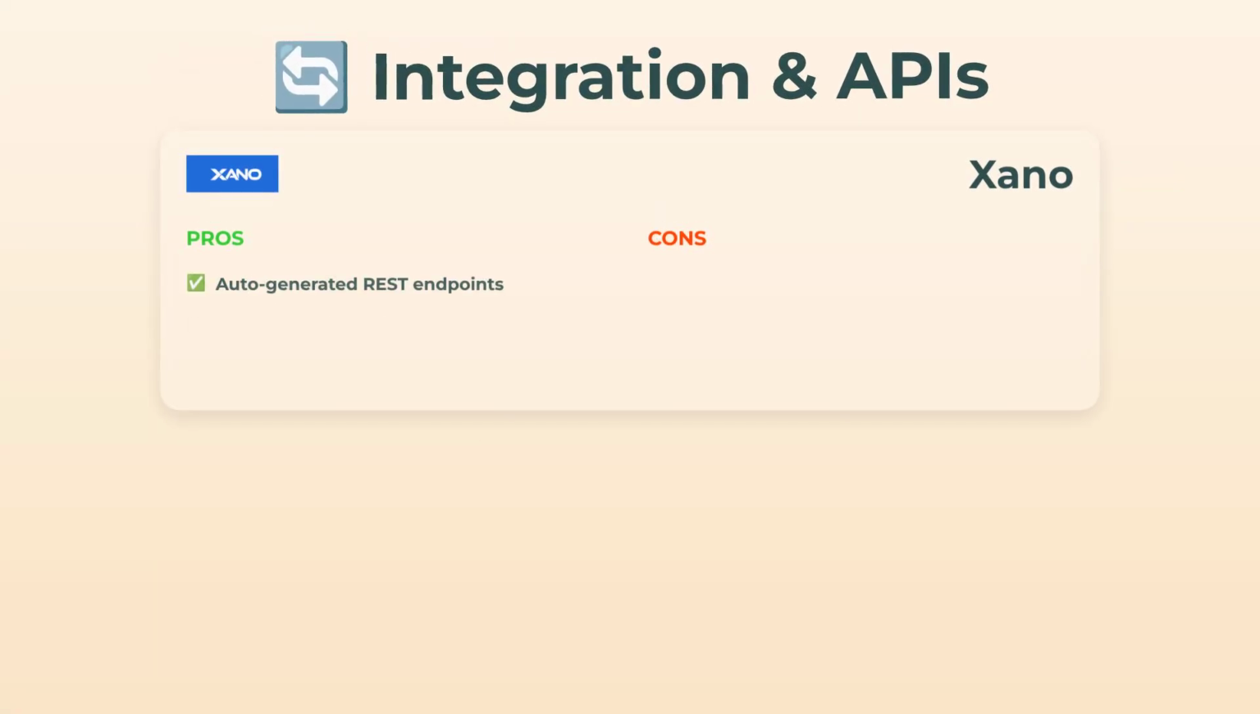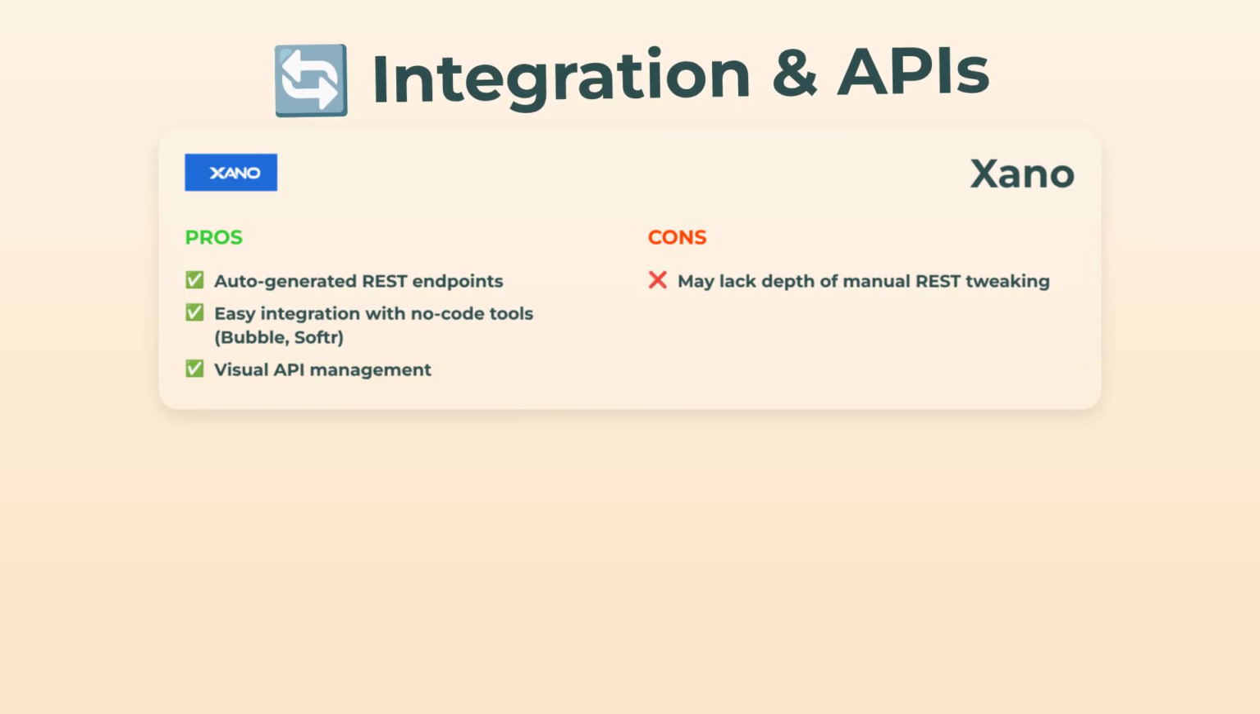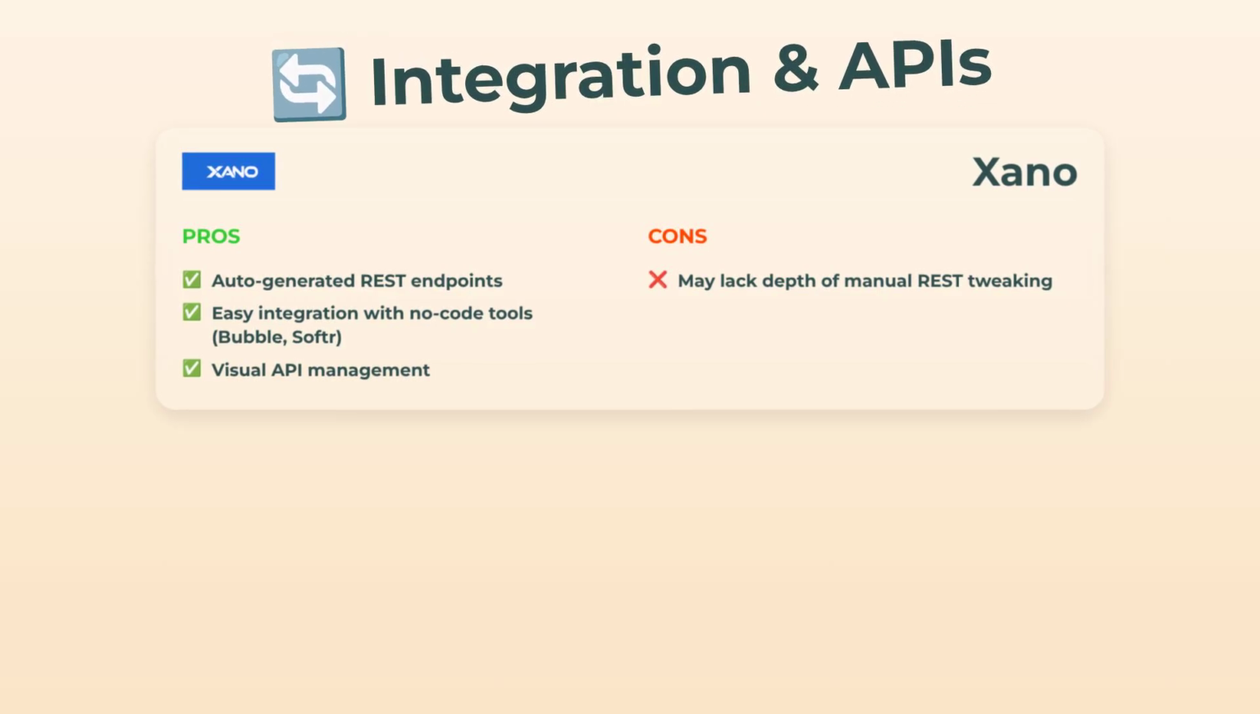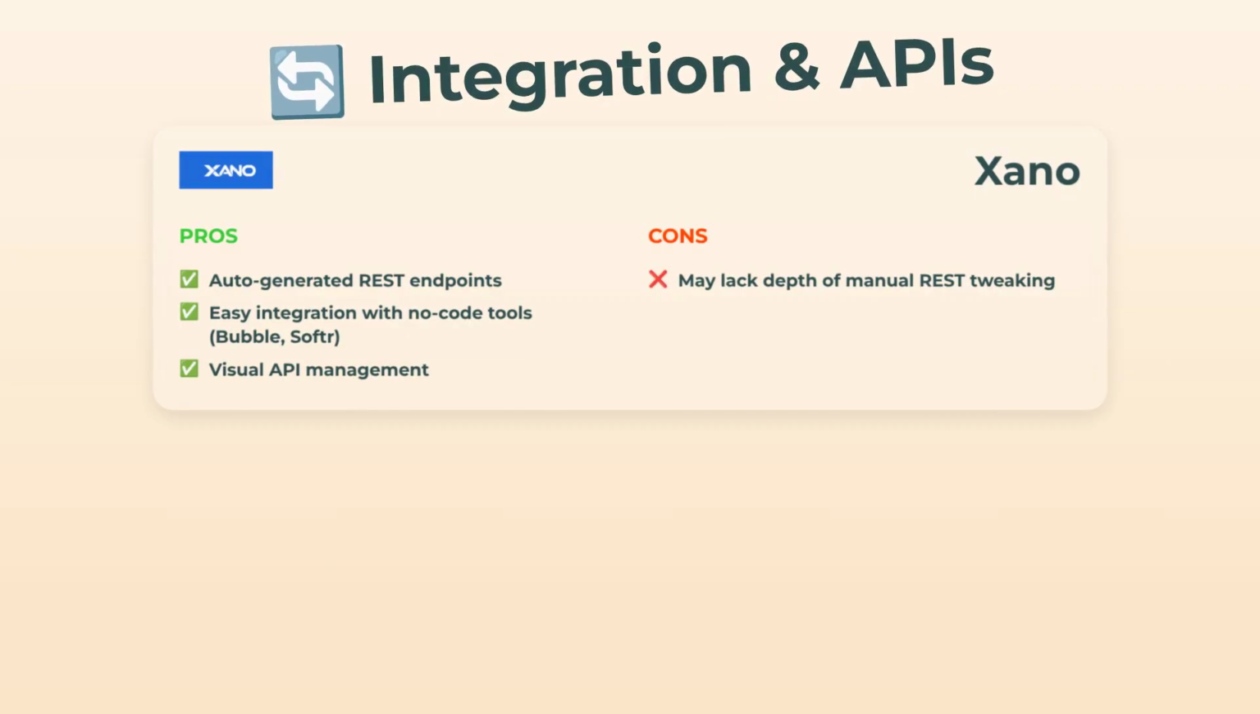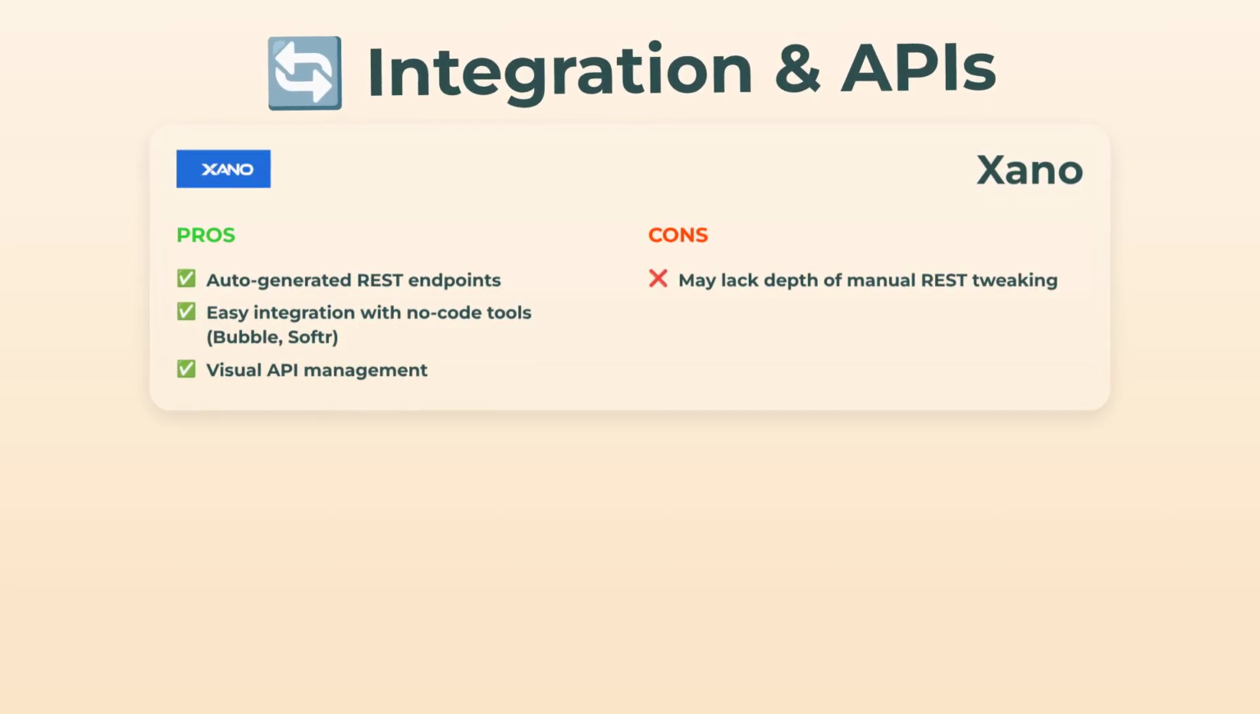And finally, integration and APIs. So Xano is, again, super visual. You click some options, boom. REST API is good to go. It plays nice with no-code builders like Bubble and Softr, and even the API management is graphical. But if you're a stickler for hardcore manual tweaking, it's not super deep there.